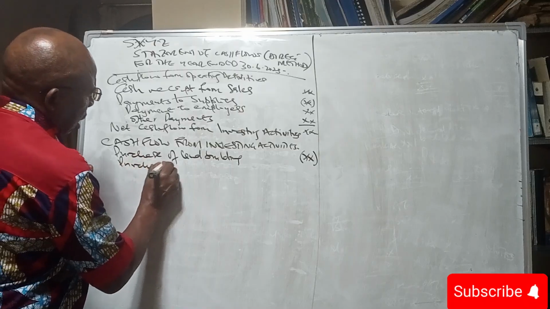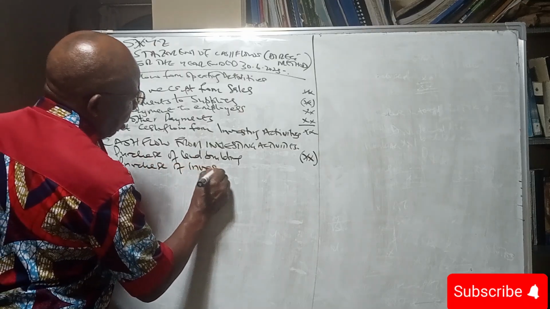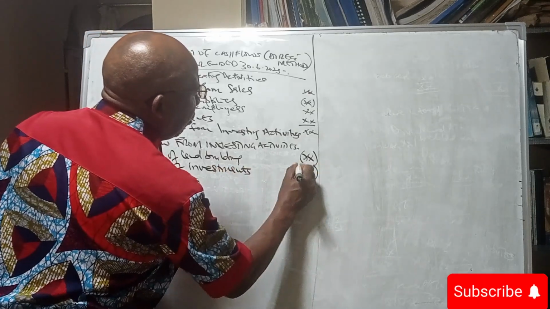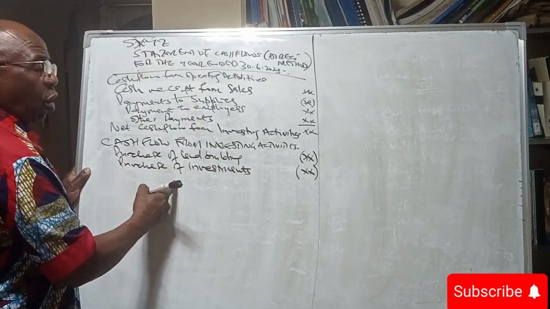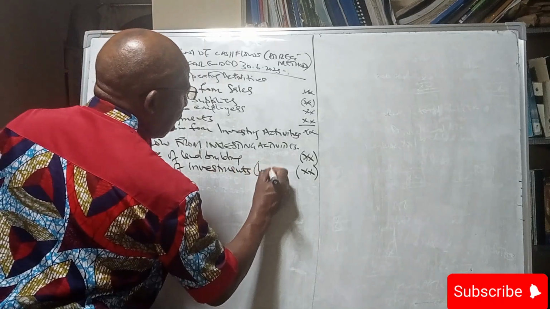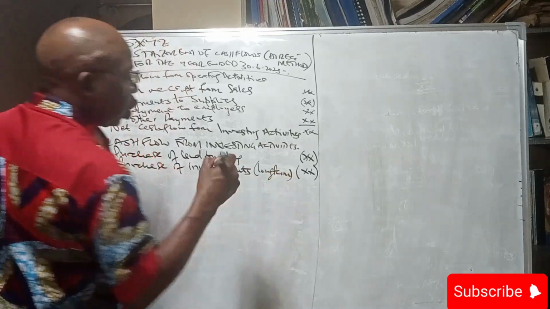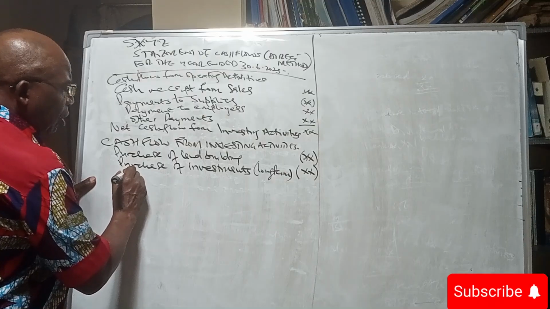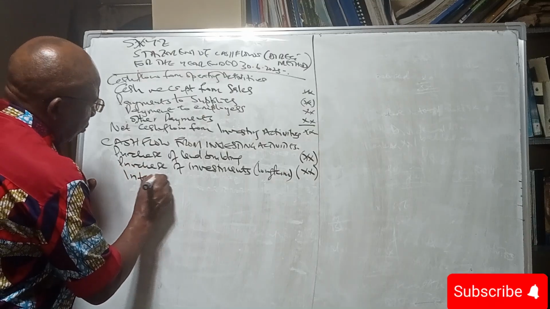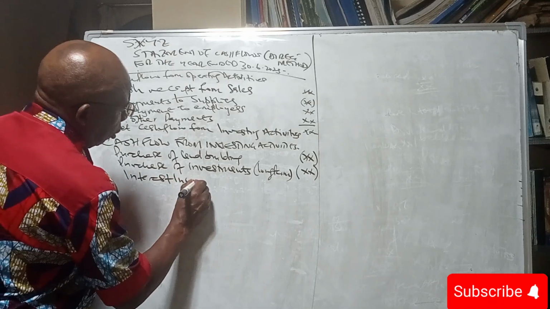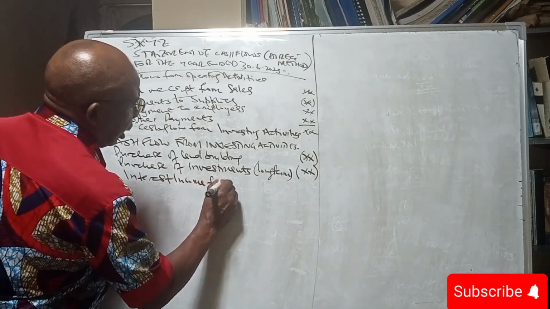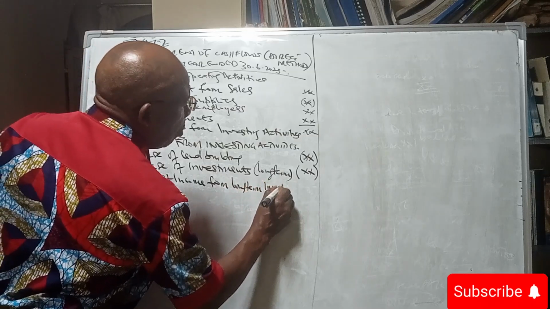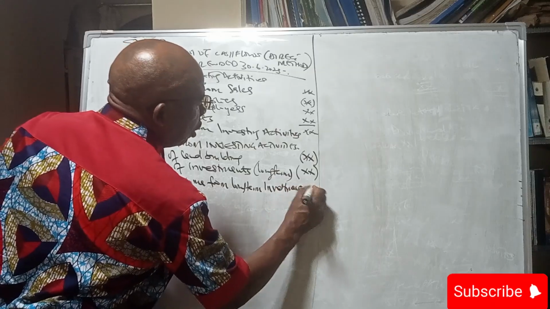Purchase of investments. Money is leaving. These are long-term investments. Short-term investments are part of cash and cash equivalent. So we talk about interest income from long-term investment. So money is coming in, so this one you don't block it.